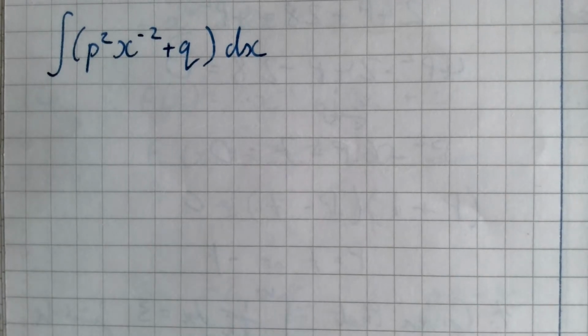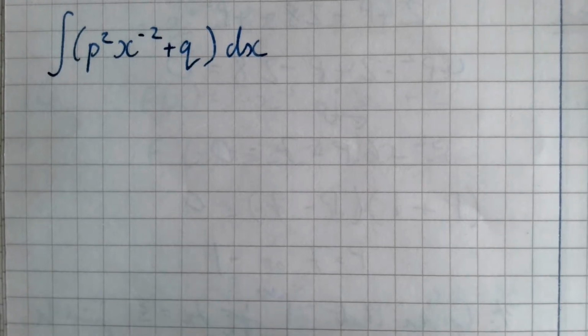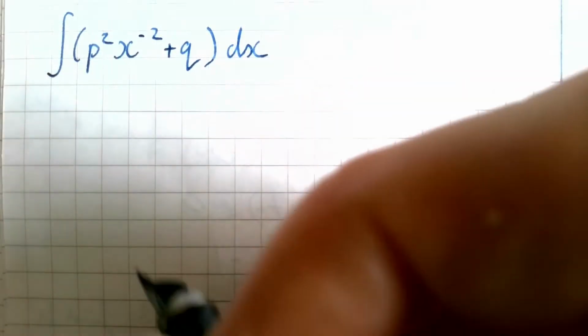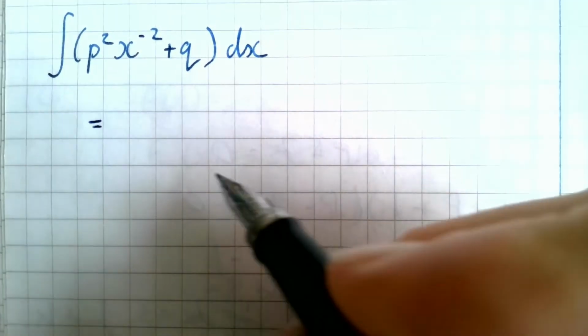Now here's our next one. You may notice we've got a p in there, so just treat it as a number. Pause it, have a go, and then see whether or not you match what I've got.